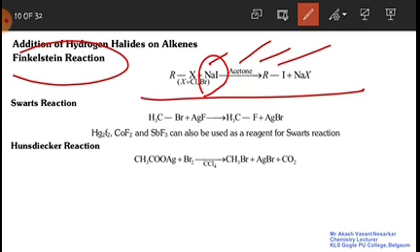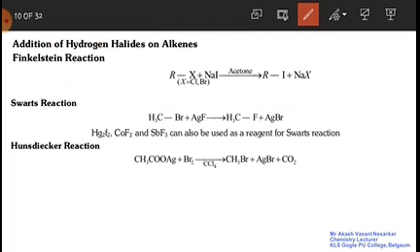Then what should you write? Iodoalkane as a product and NaX as a byproduct. So this is the name reaction, very important. That is Finkelstein reaction to prepare iodoalkane from alkyl halide. Next one is Swarts reaction. Before that, let us try some example for Finkelstein reaction.